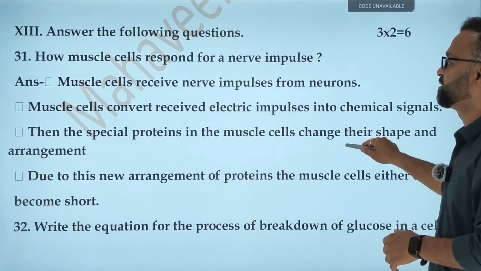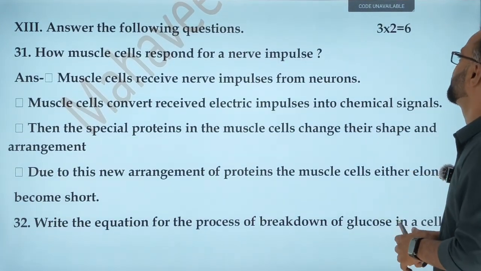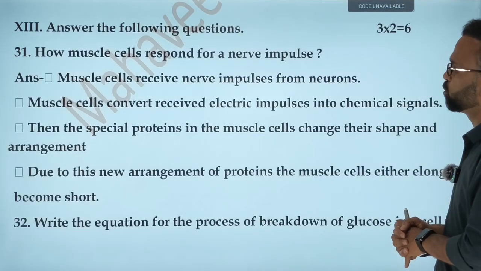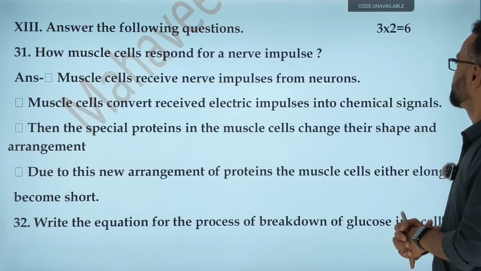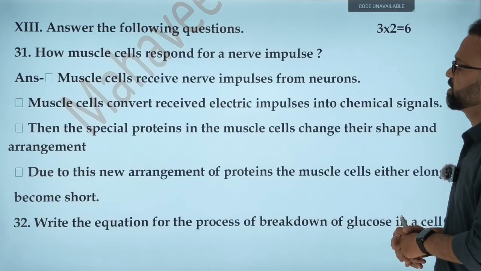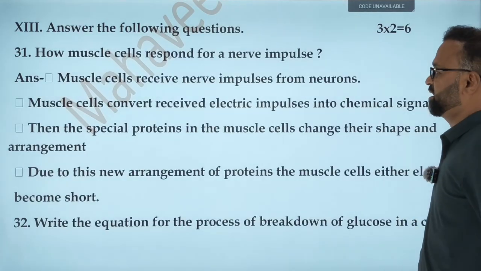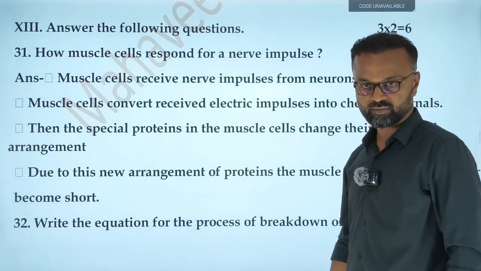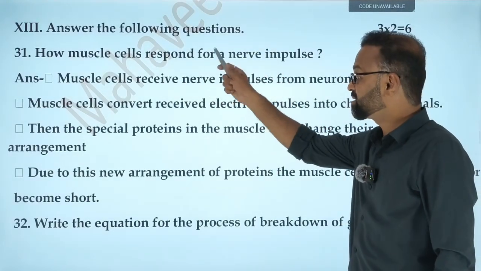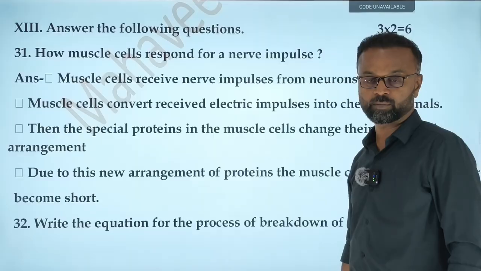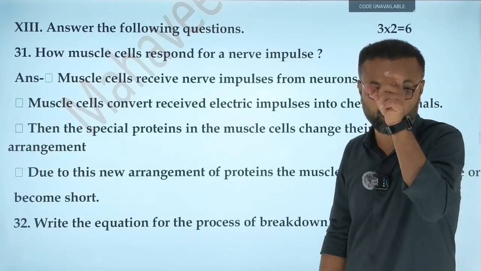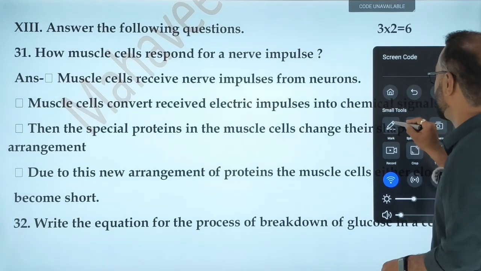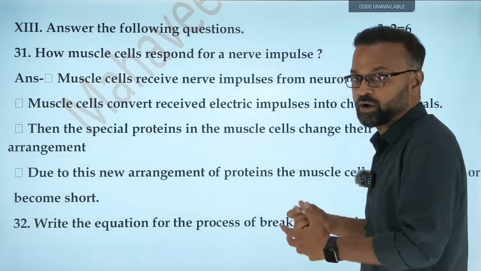So the next section, that is the 13th section, will carry 3 questions. Each carries how many marks? 3 marks. See here, the 31st question. How do muscle cells respond to the nerve impulse? A neuromuscular junction will be there, where the nerve cells and the muscle cells are connected. So how they respond, they are telling.